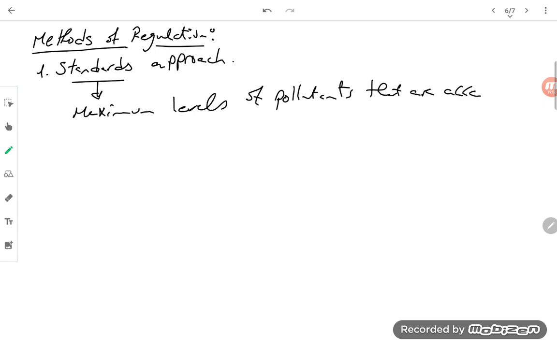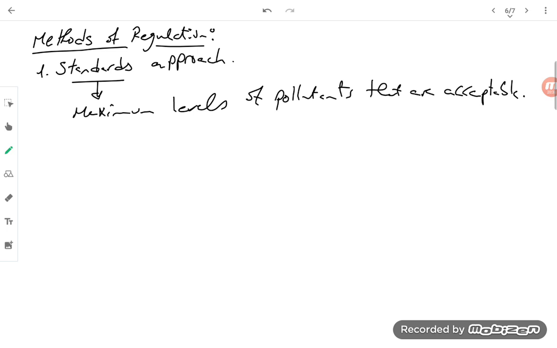So the government has to announce that the maximum acceptable level of pollutant is a specific number. If any level exceeds this amount, the firm will be punished using fines or something like that. This approach is the easiest one.